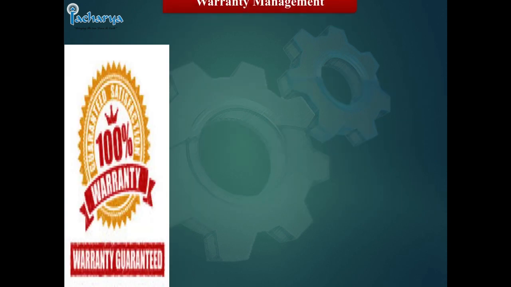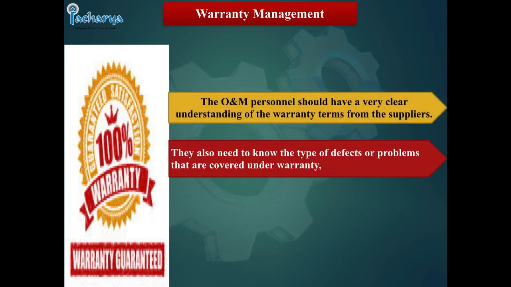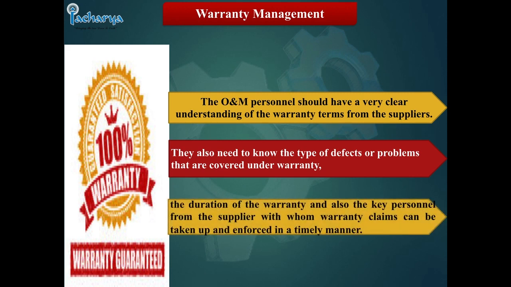As for warranty management, the O&M personnel should have a very clear understanding of the warranty terms from the suppliers. They also need to know the type of defects or problems that are covered under warranty, the duration of the warranty, and also the key personnel from the supplier with whom warranty claims can be taken up and enforced in a timely manner.